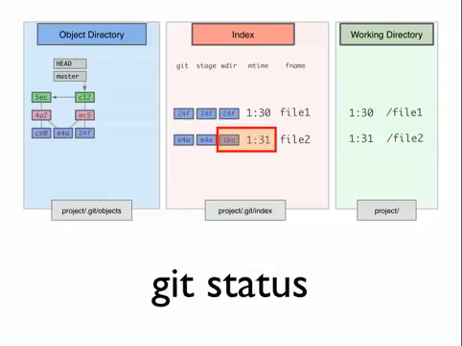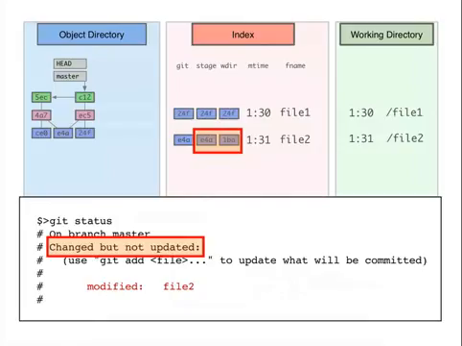So let's modify one of the files. Now when we run git status, it's going to update our index so that we can actually see that now the version in our working directory and the version that is staged are different.